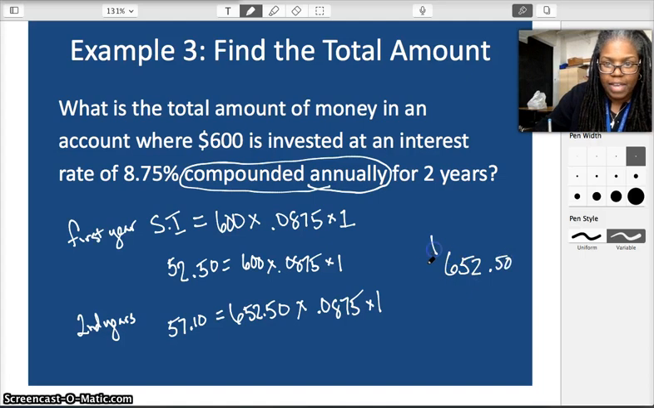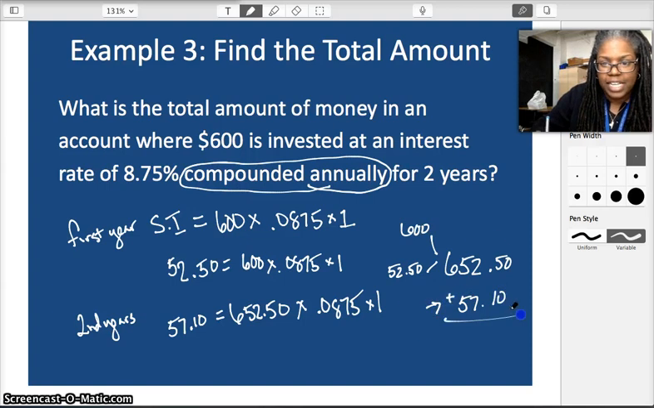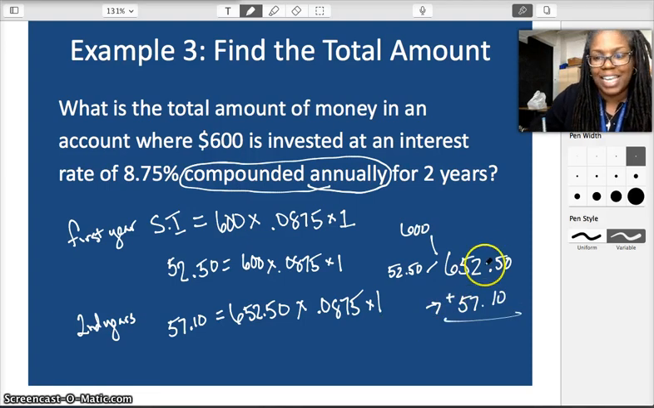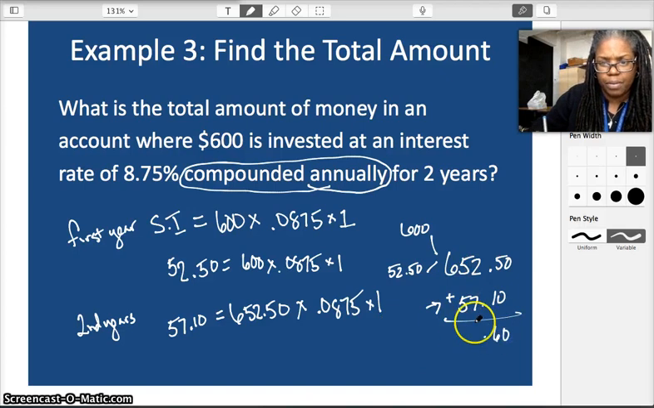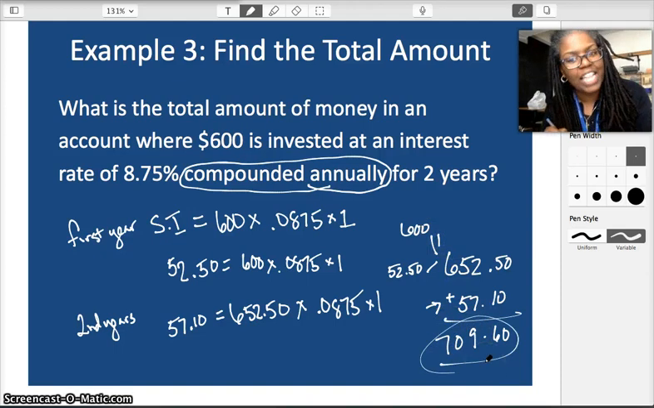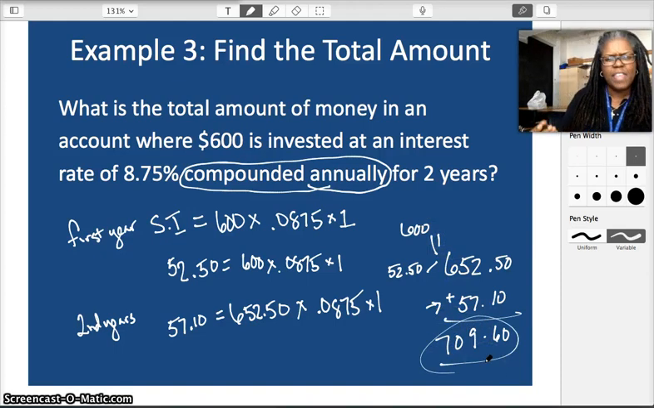And remember where this came from. This was my original 600 plus the $52.50 of interest from the first year, and then to that I'm going to add $57.10. Let me put an arrow. $57.10, and that's my interest from my second year. And then when I add that together, I think I can do this without a calculator, people. You end up with $709.60. So hopefully that made sense.